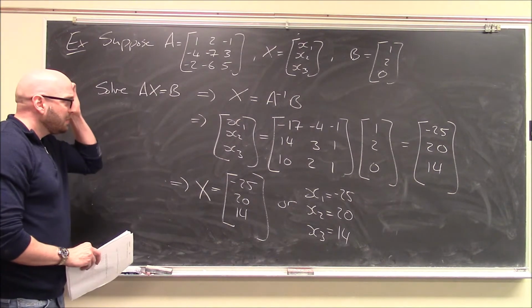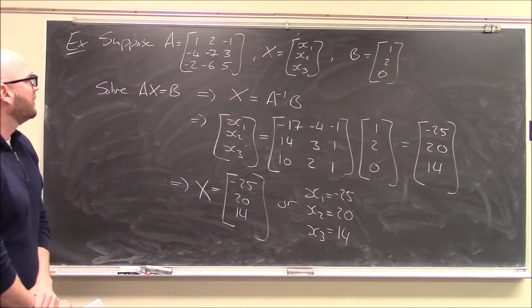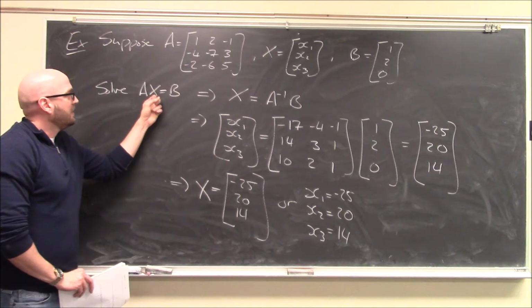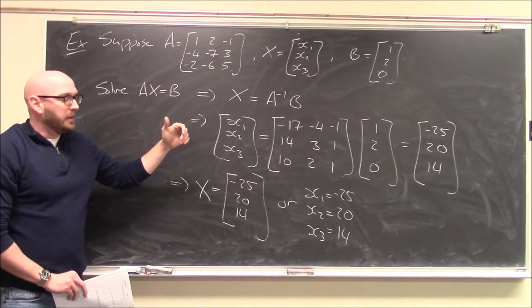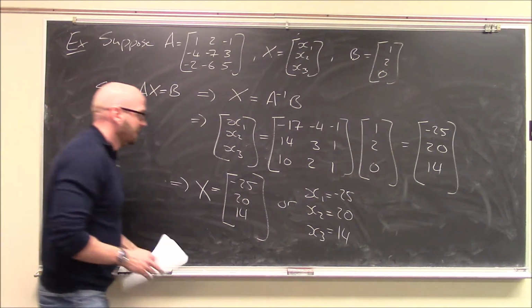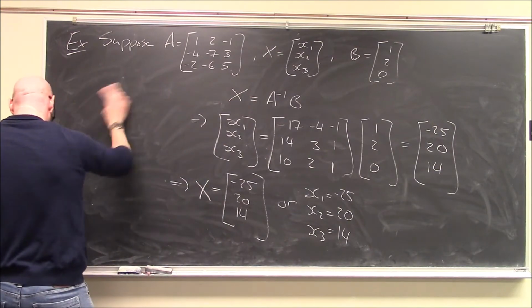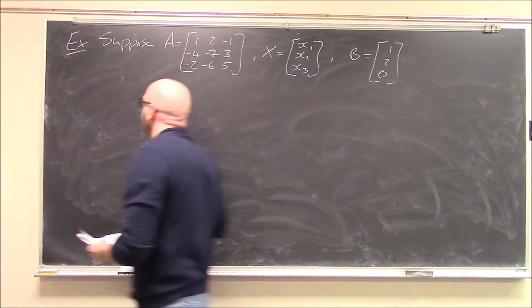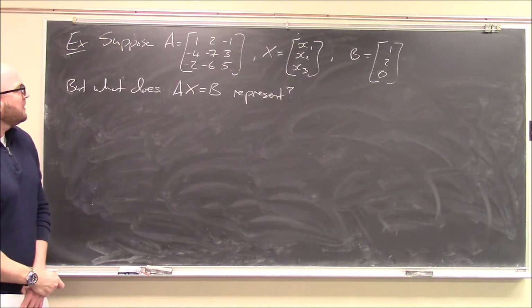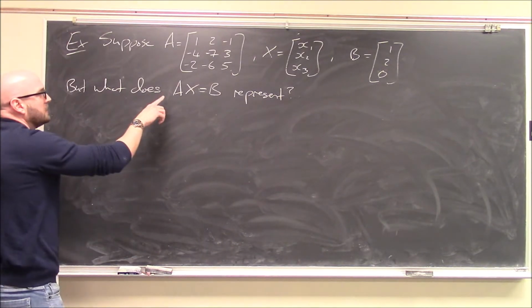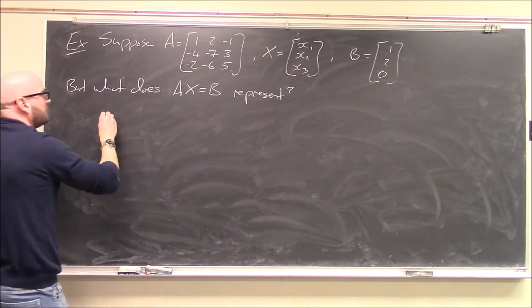But where do linear systems tie into this? Well, it turns out that this matrix equation actually represents an underlying linear system that we just solved. So let me show you how this works. What does AX equals B represent? Well, let's actually write this down. We never actually wrote down what we're looking at. So let's write down AX equals B.